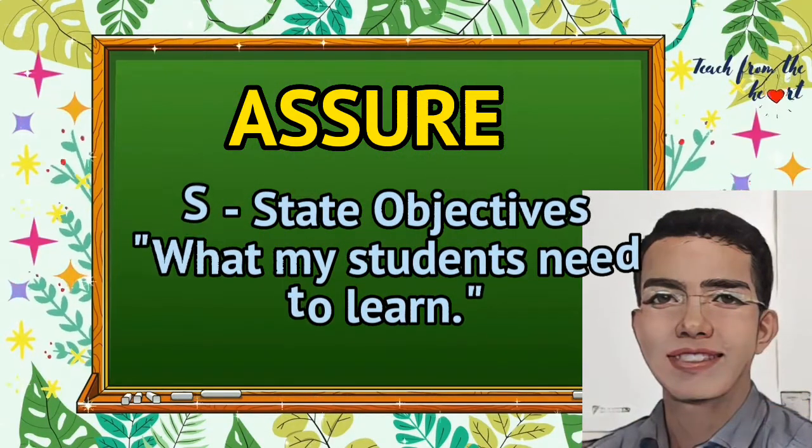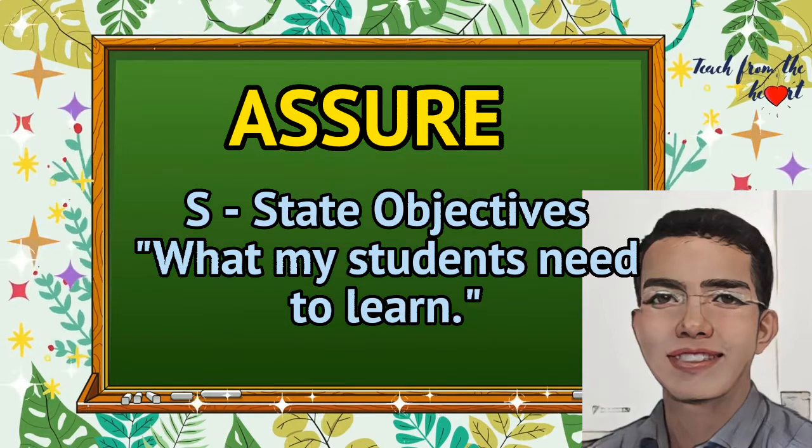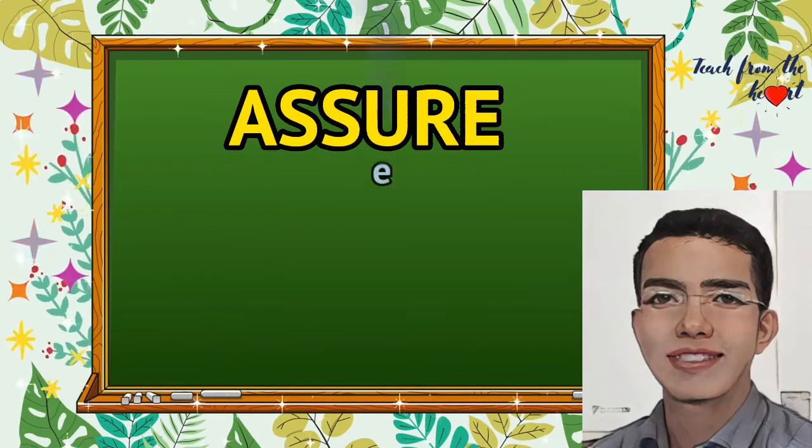State objectives. What do my students need to learn? After analyzing the learners, the teacher needs to state the standard and objectives. This will consist of what the learners will be able to do or accomplish.